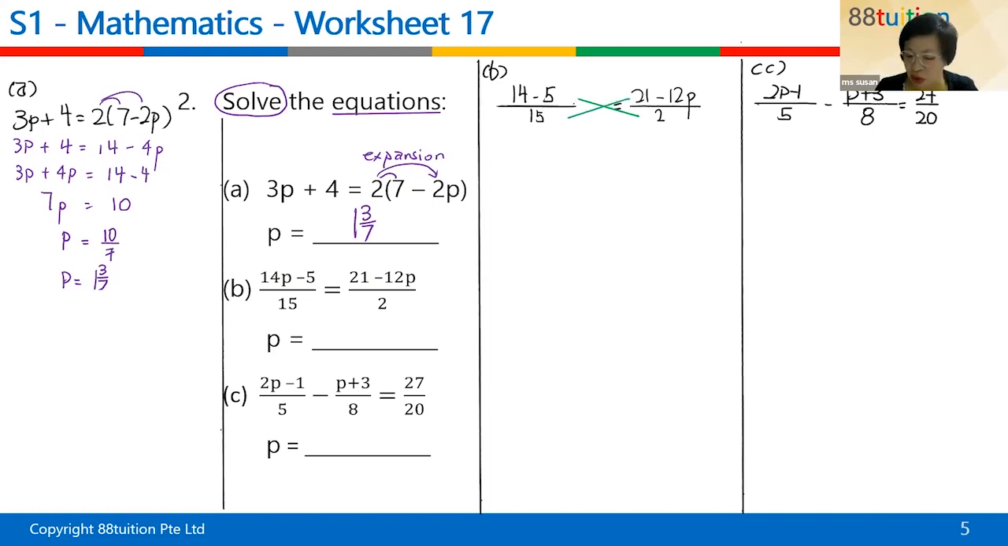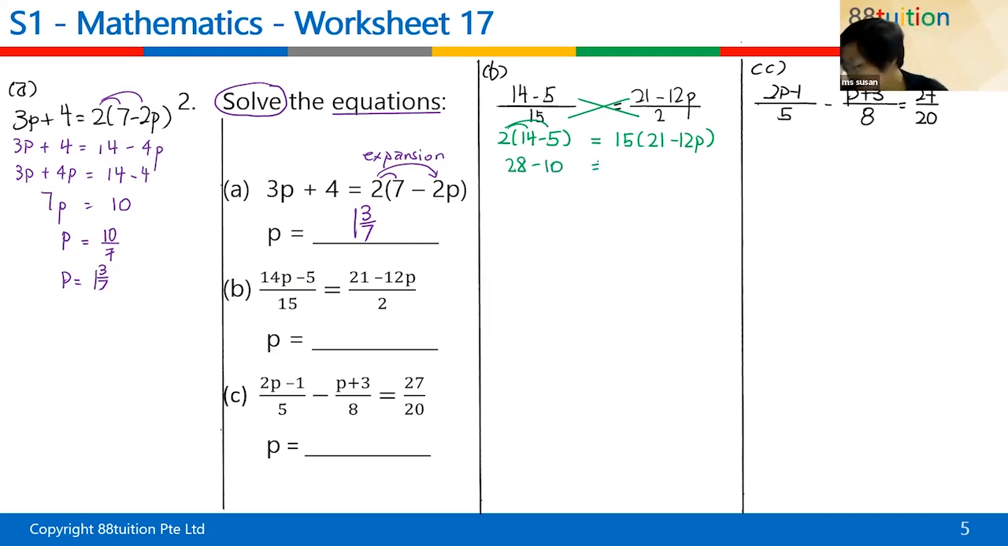Okay, using the 2(14 minus 5p) is equal to 15(21 minus 12p). Okay, all right. So you can come to expansion again. 2 times 14, 28. 2 times negative 5p, that gives you negative 10p. 15 times 21, you will get 315. And 15 times 12p, you will get 180p. But make sure you have a p. Okay. All right.